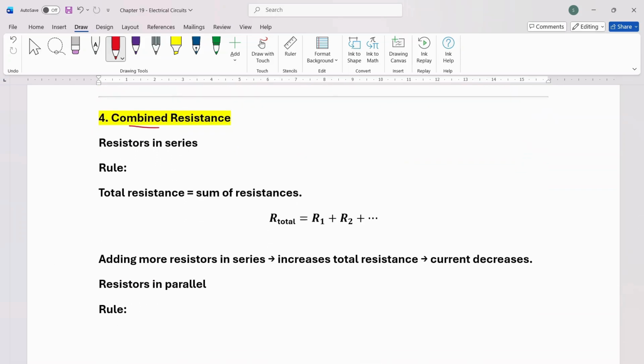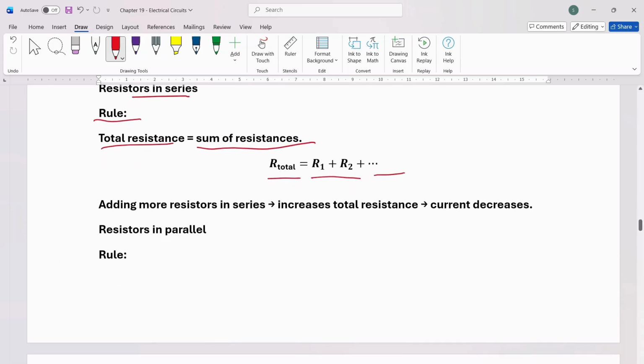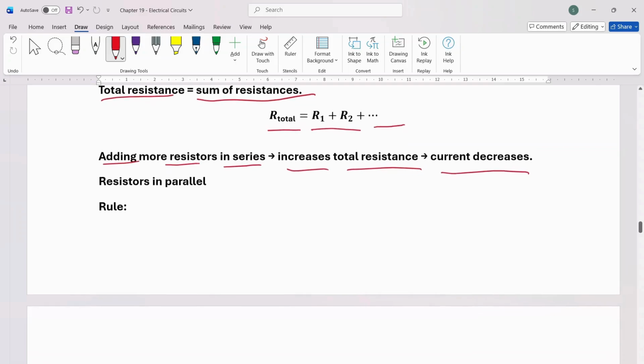Let's talk about combined resistance. Resistance in series: the rule here is that total resistance is equal to the sum of the resistances. R total is equal to R1 plus R2 and so forth. Adding more resistors in series increases total resistance, which means that current will decrease.